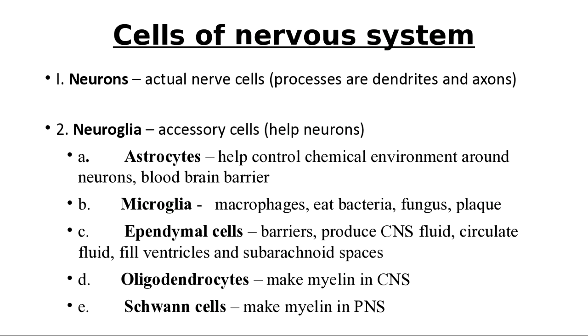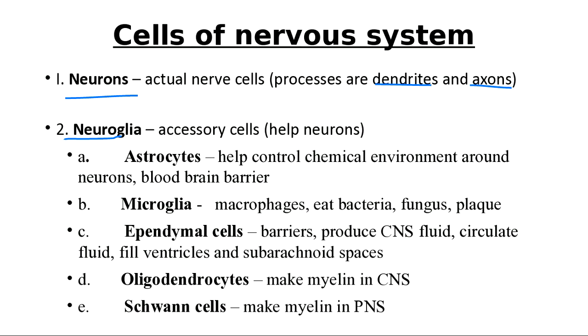Okay, cells of the nervous system. Neurons are actual nerve cells. They have processes. The incoming processes are dendrites. The outgoing ones are axons. And then, of course, it has a nerve cell body. Neuroglia or glial cells are your accessory cells. They help neurons do the things they do.